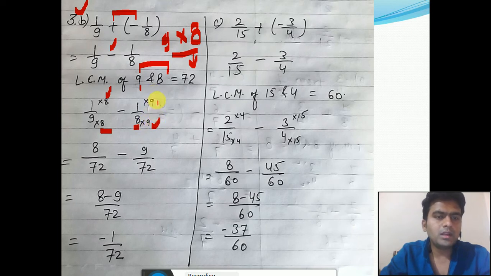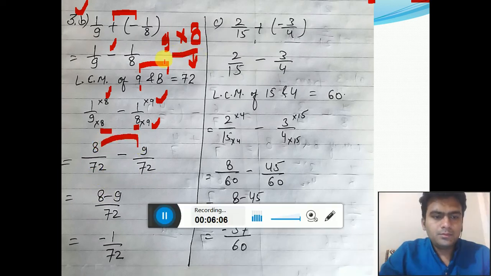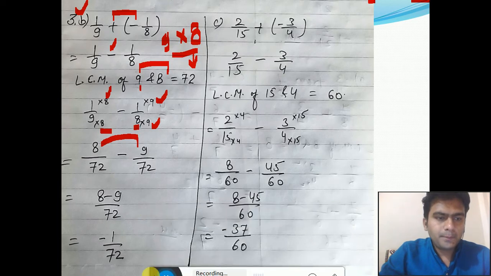Denominator multiplying 9, so multiply the 9 in the numerator also. So the denominators become 72. Now we can subtract these two numbers, 8 minus 9. Now 8 is plus, 9 is minus, so we have to subtract the numbers. Subtract the smaller number from the bigger number. So 9 minus 8 equals 1, and the sign of the bigger number, that is minus. So minus 1 upon 72 is the answer.